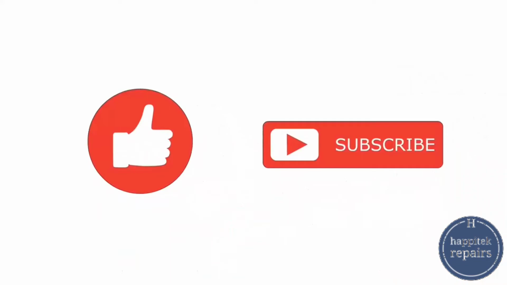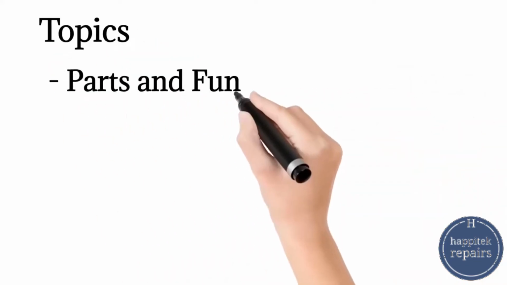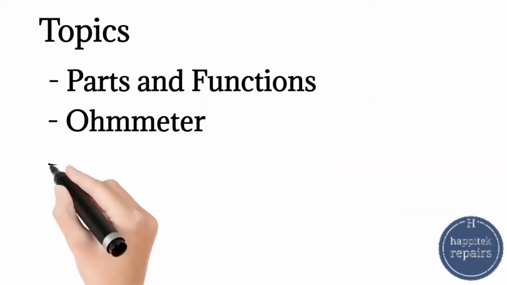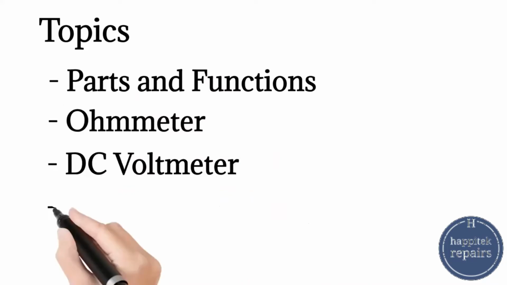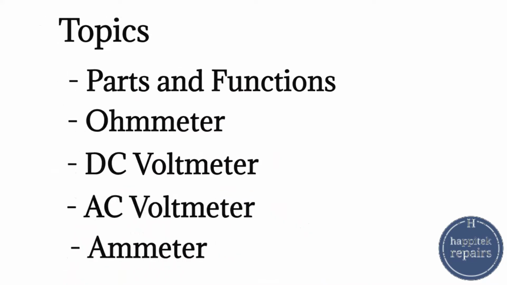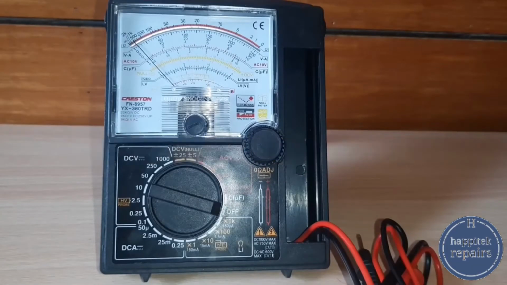The topics that we will discuss are the different parts and functions and the procedures for the Ohmmeter, DC Voltmeter, AC Voltmeter, and Ammeter. Now let's begin by exploring the parts and functions of the analog meter.